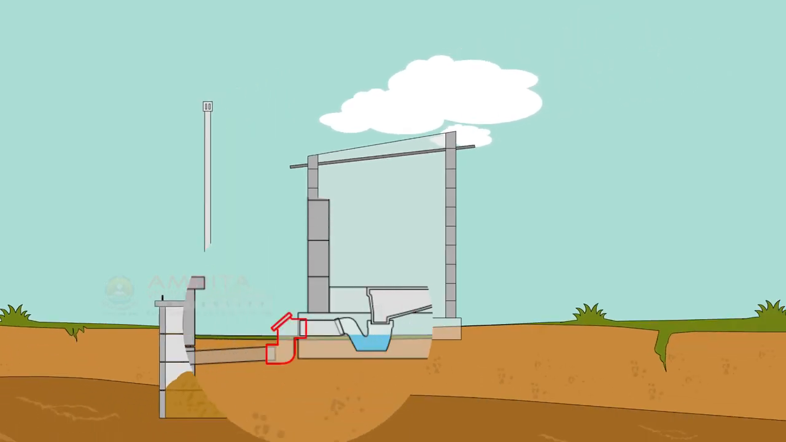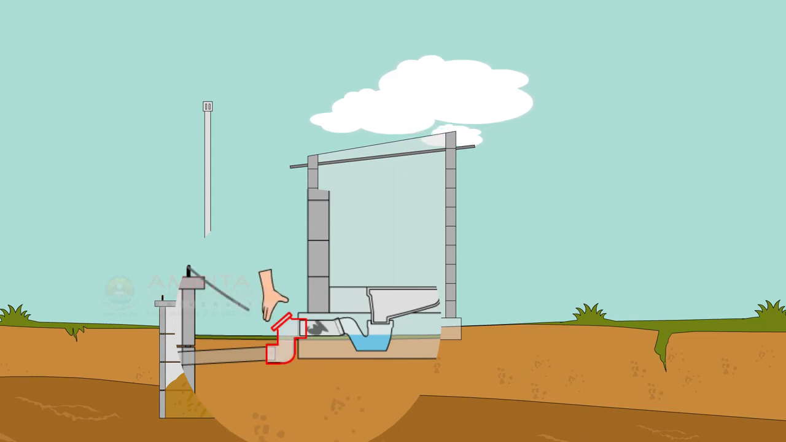Door elbow. This is used to remove clogs. If there is a clog, the door elbow can be opened and the clog removed.